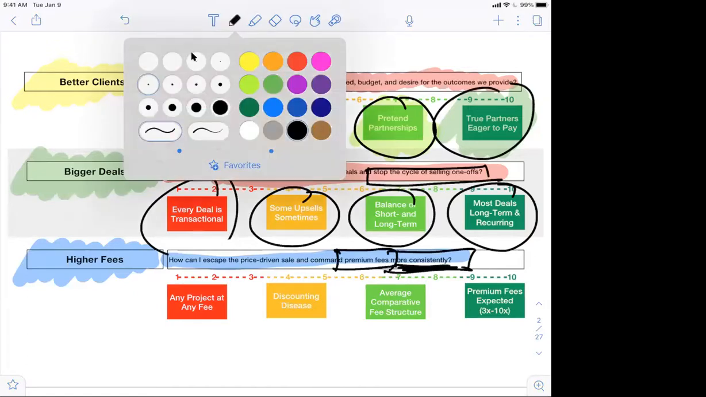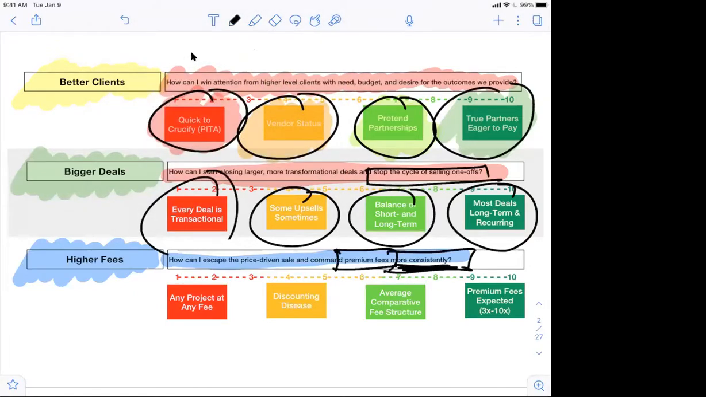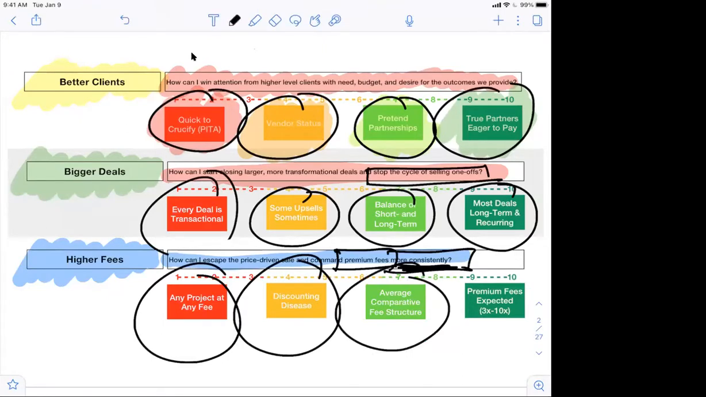So this used to be me, and I guess many of us: 1s, 2s, and 3s, any project at any fee. Second level up from that is you might start out with some decent pricing, but you suffer from discounting disease. No matter where it starts, it always kind of falls apart and you end up bidding or doing the lowest common denominator. Average comparative fees, you think you're doing okay, but the problem with average comparative fees is actually two things. Number one, they're average. Number two, they're comparative. So there's still some downward price pressure and you're still competing on price.